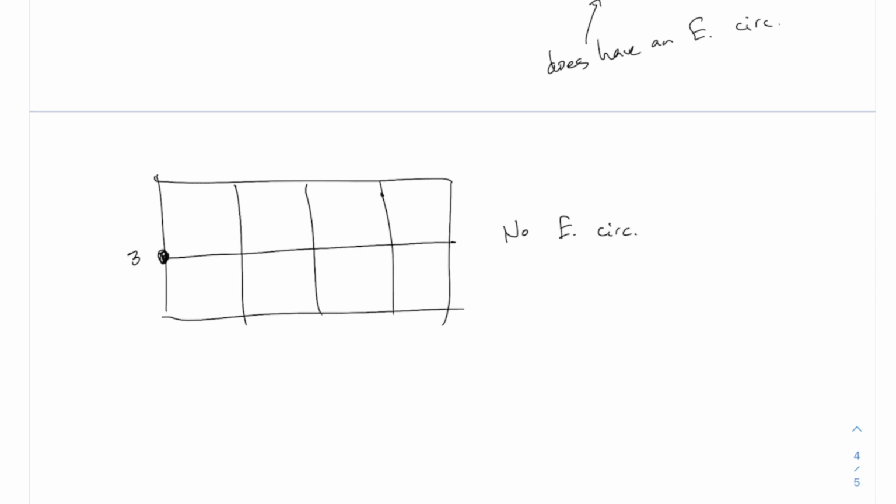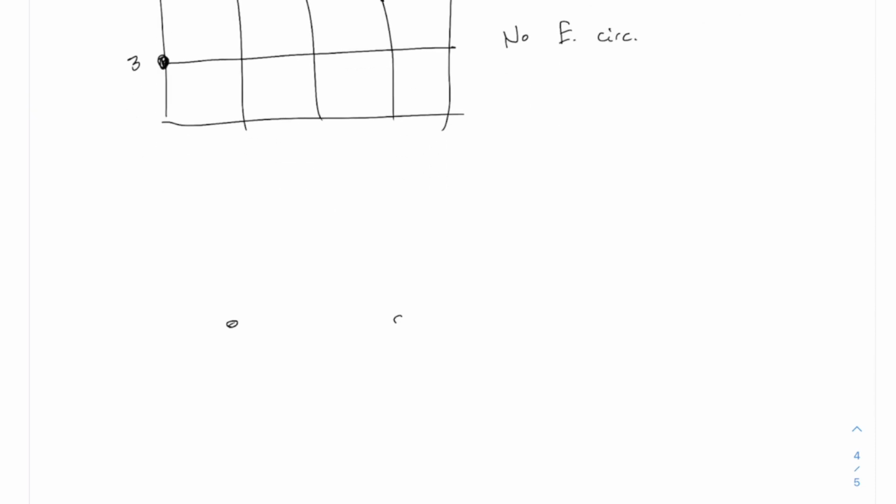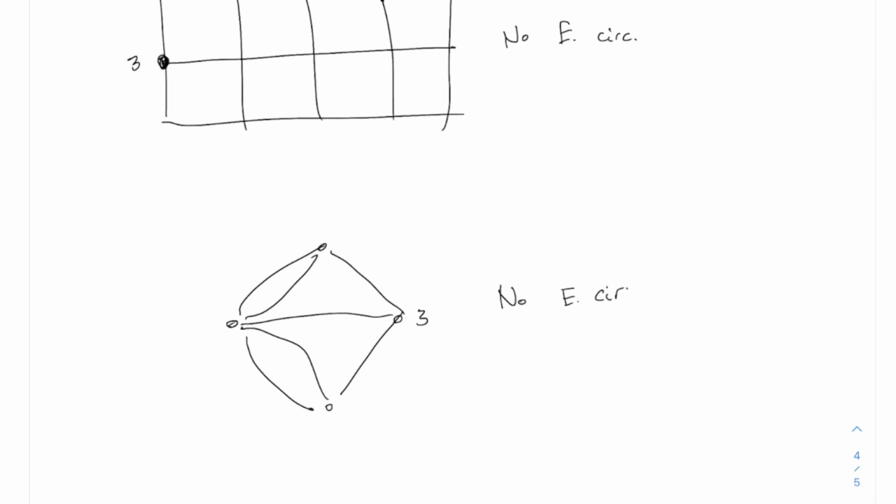All right. How about this? This should look familiar if you remember anything from last time. This is the graph corresponding to the 7 bridges problem, which is what got Euler thinking about all of this stuff. Does this have an Euler circuit or not? You just look at the degrees. That's a 3 right there. So the answer is no. No Euler circuit.